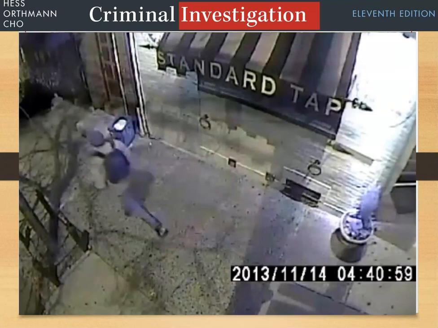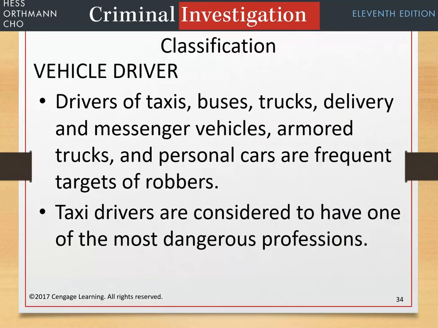And again, remember, surveillance cameras are great evidence. Okay, and our last classification is going to be vehicle driver robberies. So drivers of taxis, buses, trucks, delivery and messenger vehicles, armored cars, and personal cars are frequent targets of robbers.